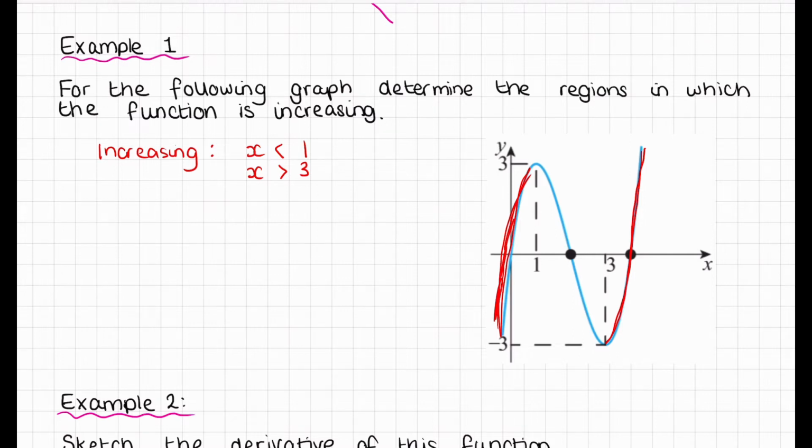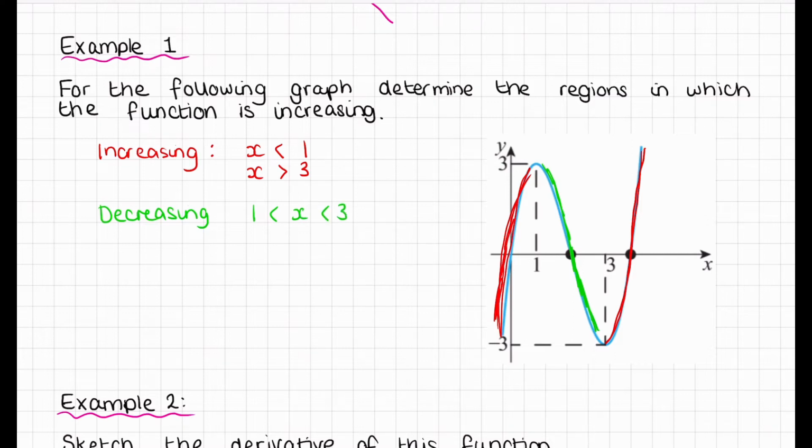Now, even though it doesn't ask for it in this question, we're also going to look at decreasing and stationary points because they are also important parts of the topic in calculus. If we want to know where this function is decreasing, we're just looking for when the function's going downwards, which is between 1 and 3. So in this case, our function is decreasing when x is between 1 and 3.